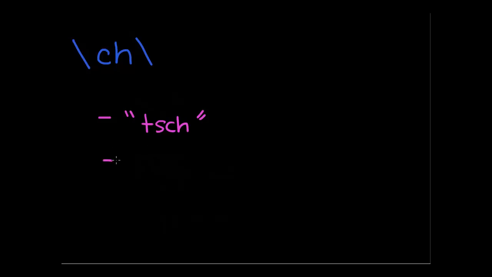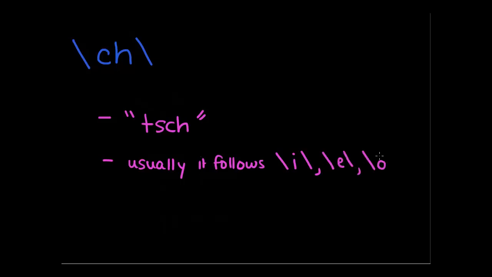Usually it follows the short I sound, the short E, and the OI. So usually when it follows a certain vowel sound and you have Ch, it's going to be spelled TSCH. But even if you don't have a vowel sound before it, if you have Ch, most of the time it's going to be TSCH. And that's really the only rule for this.